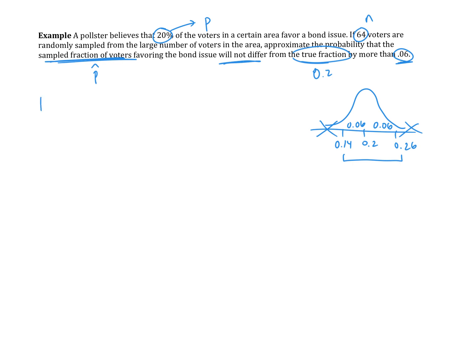So writing it out symbolically, I would have taken 0.2 and subtracted 0.06 to find a lower bound. And then I would have taken 0.2 and added 0.06 to find an upper bound. So we want to know the probability of finding a p-hat between 0.14 and 0.26. That's what you're looking for.